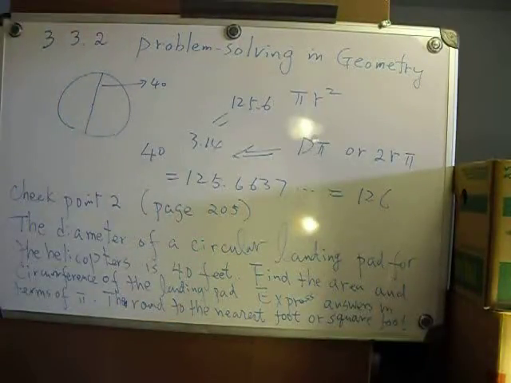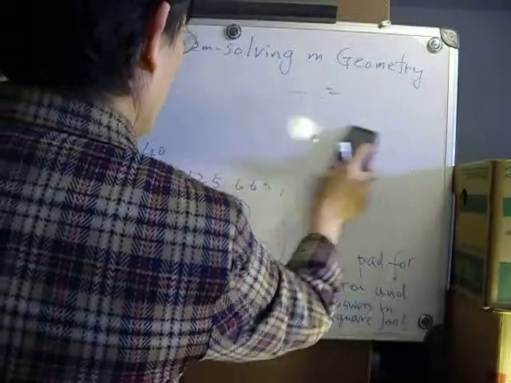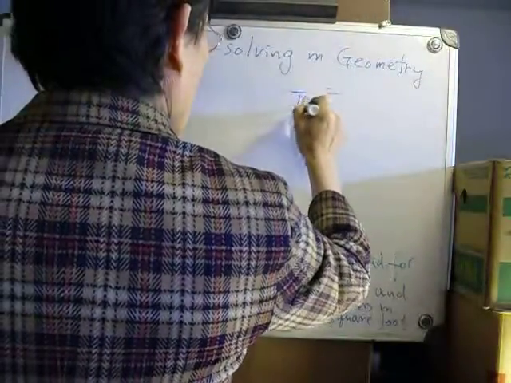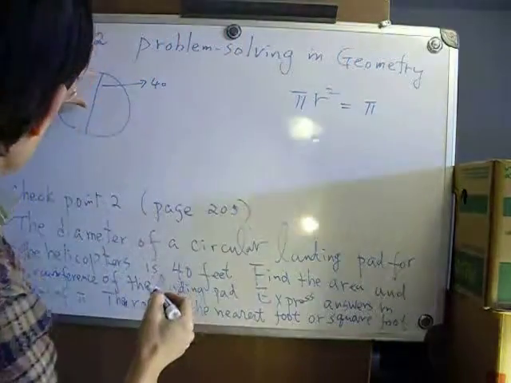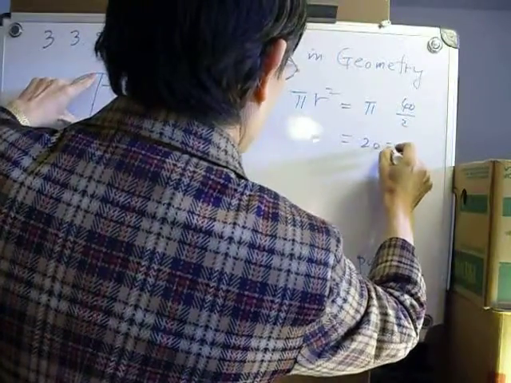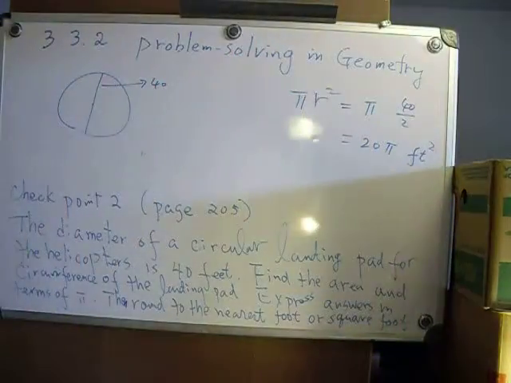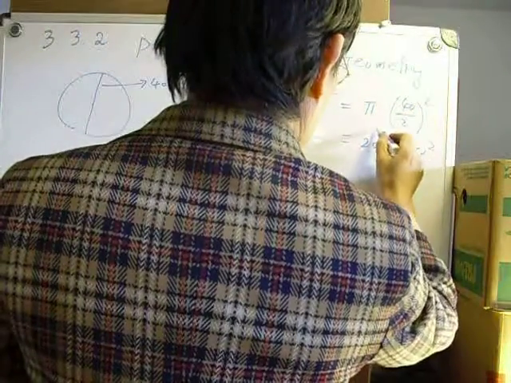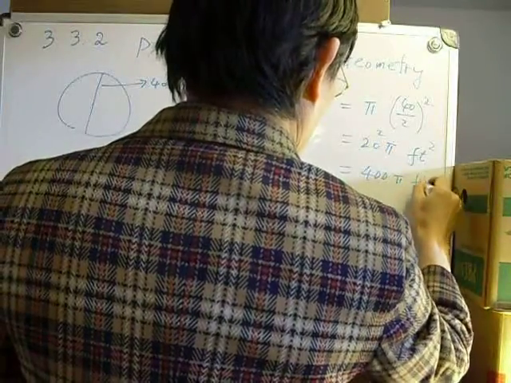For the area, okay, this is for the circumference. For the area, we have to use this formula there, pi r squared. So r, in this case, since we have diameter 40, you need to divide it by 2. So you get 20, pi 20 squared. This is square feet. Okay? Oh, wait a minute. This should be squared. So 20 squared times pi should be 400 pi square feet.